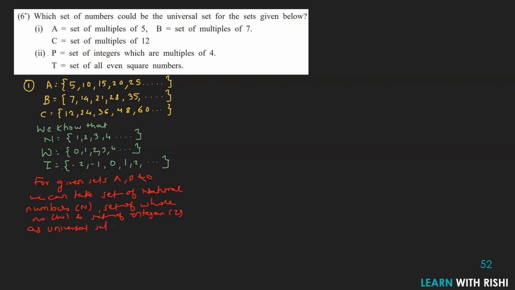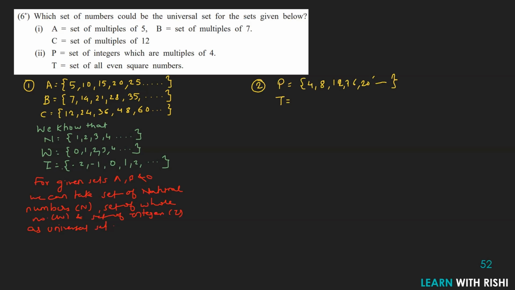Okay, let us move to the next question. T is equal to the set of integers which are multiples of 4. T is equal to the set of all even square numbers. First, we'll write the sets in roster form. Question number 2. T is equal to the set of integers which are multiples of 4. Multiples of 4 means 4, 8, 12, 16, 20, and so on. And set T, the set of all even square numbers.